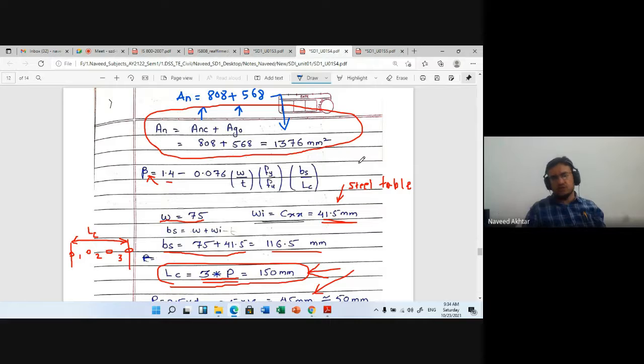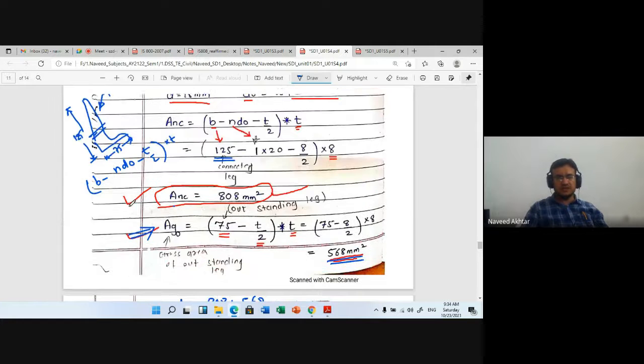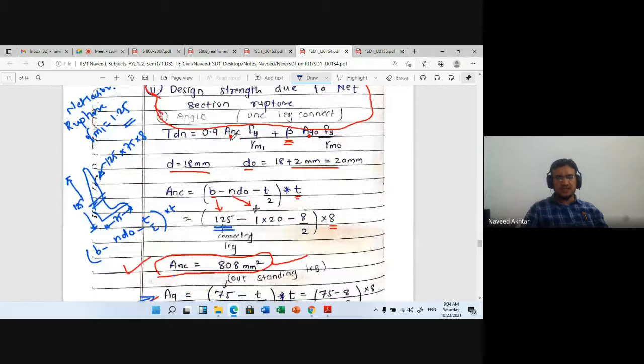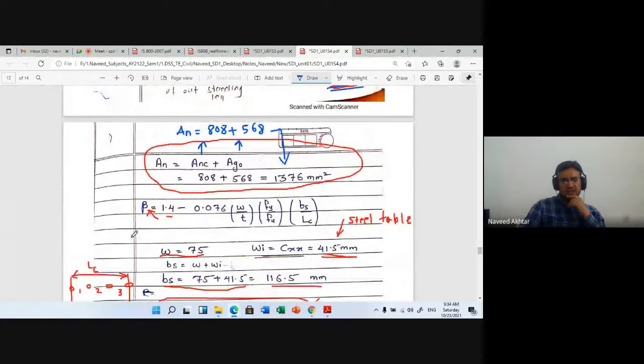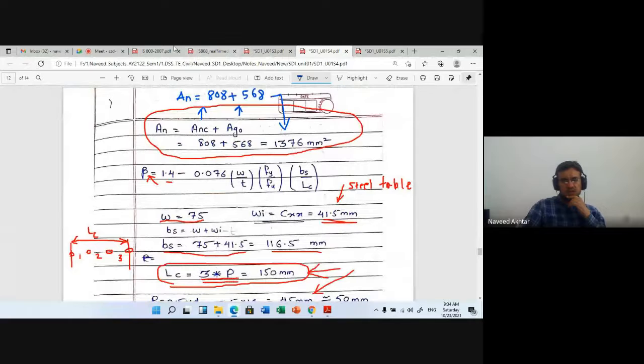Now you have to find out the value of beta, because in this formula I have to find out TDN. TDN is equal to 0.9 ANC Fu over gamma M1. Now this you know, this value you know, this you know. M1 is 1.25 for rupture, and here yielding of outstanding leg is there, Ag0 and Fy. Because here yielding, that's why gamma M0, but this value beta you want to find out. So beta you can find out from this formula, no need of remembering. All this formula is given in your IS 800 2007.